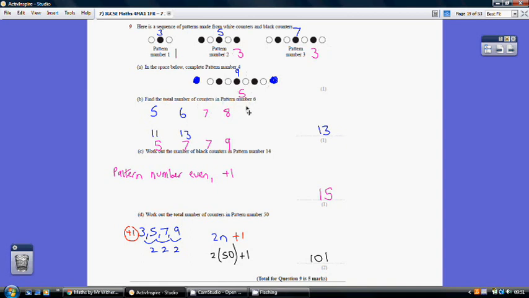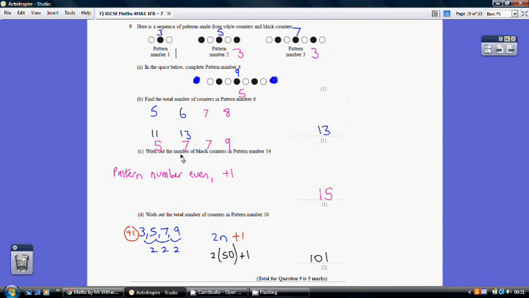So let's try and establish the relationship between the pattern number and the number of counters in the pattern. So pattern number 1, we've got 3 counters. Pattern number 2, we've got 5 counters. Pattern number 3, we've got 7 counters. So we can see that we're going up in 2s each time. Pattern number 4, we had 9. So pattern number 5 is going to have 11. Pattern number 6 is going to have 13. So there are 13 counters in pattern number 6.